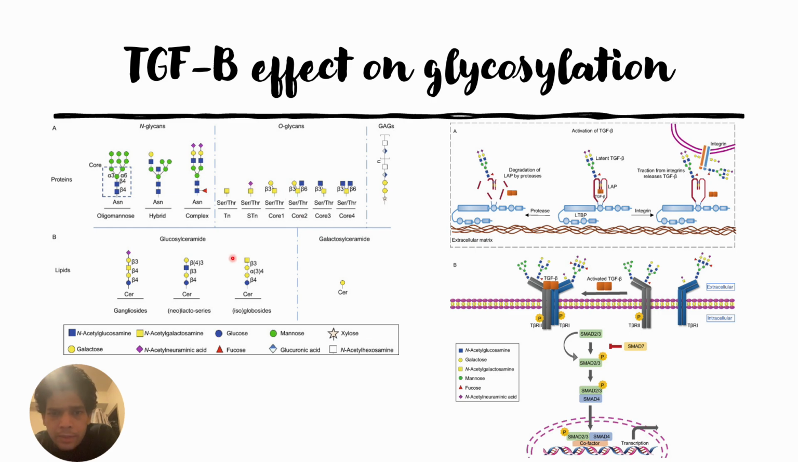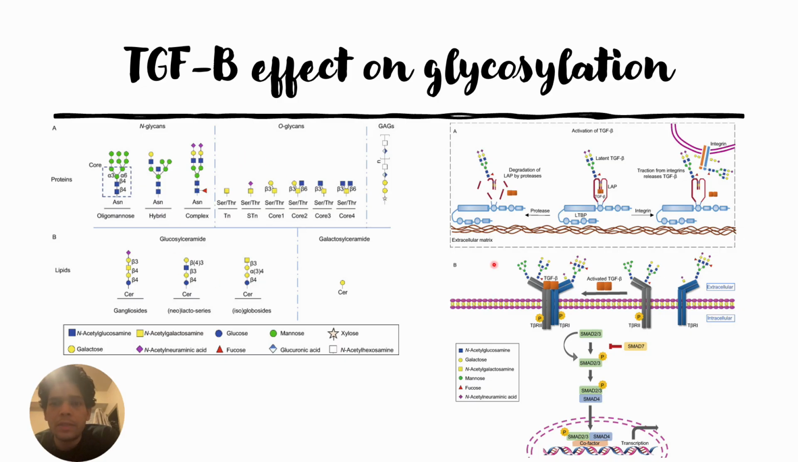However, apart from that, there are other glycans found on lipids or on the cell surface membrane. Those are glucosyl ceramide and galactosyl ceramide. Along with this, the GAGs are also found, and these are usually formed on the cellular matrix. So this is a brief overview of the different kinds of glycans found in mammalian cells.